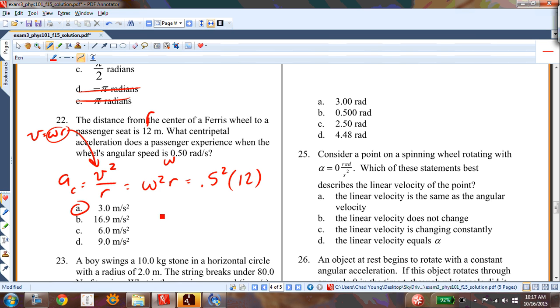You could have done this a slightly different way. You could have said, well, V is equal to omega times R. So that's 0.5 times 12, which is 6. And then you would put in this 6 up here, 6 squared over R, and you'd still get 3. That'd be 36 over 12.